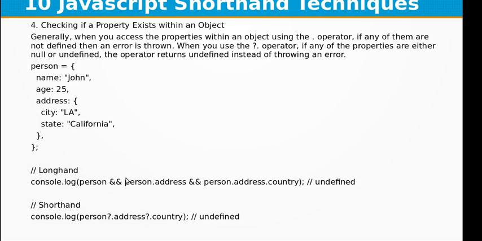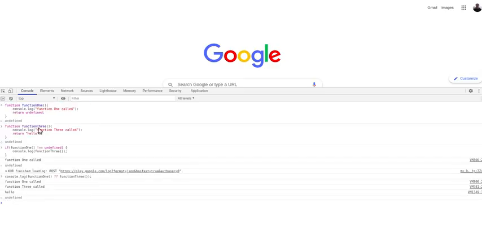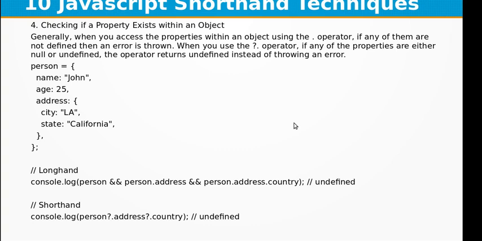Checking a property exists within an object. Generally, when you access the properties within an object using the dot operator, if any of them are not defined, then an error is thrown. When you use the question dot operator, if any of the properties are either null or undefined, the operator returns undefined instead of throwing an error.